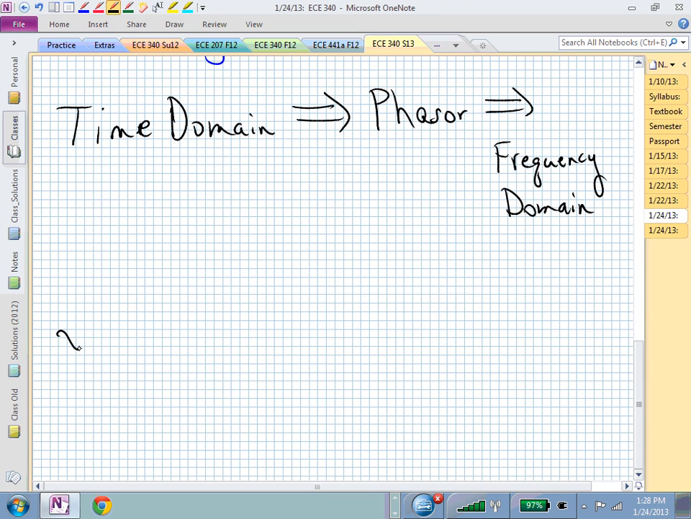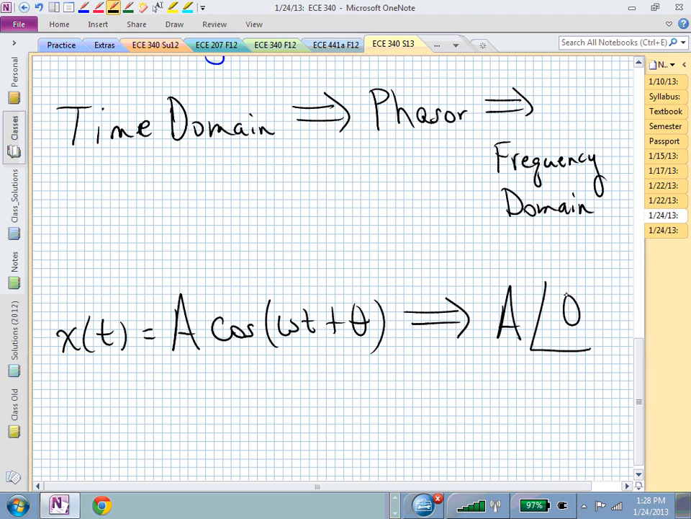For example, if you start with x of t and it's a cosine omega t plus theta, what's the phasor form of that look like? That's just A at an angle of theta.